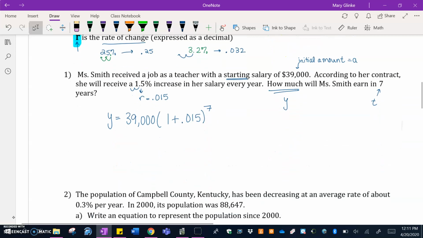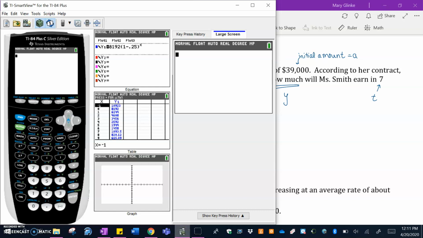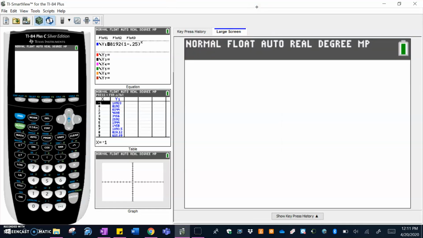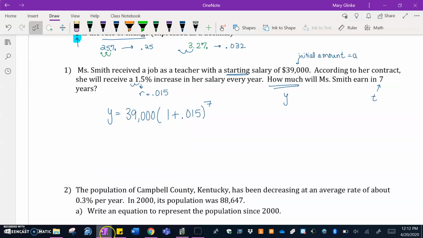Now I'm going to scroll up a little bit so we can see this better. So we have our equation, and I did want to show you how to enter this in on your calculators just to make sure we're all on the same page. In your calculator, you're just going to type it all in at the same time. So 39,000 times 1 plus your growth, which is 0.015 for this one. And then anytime you have to do the exponent, it's going to be that caret key that's highlighted in red right now. And it's to the 7th power, and we're going to hit enter. And that is going to be our answer. We're going to round to 2 decimal places, the nearest hundredths, unless it doesn't make sense to do that in the problem. So our answer for this one is $43,283.95.